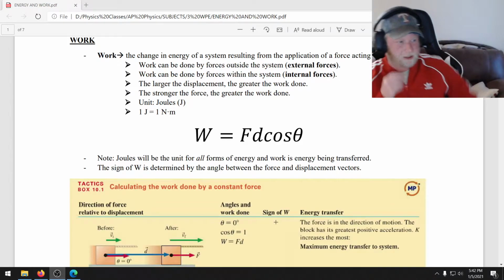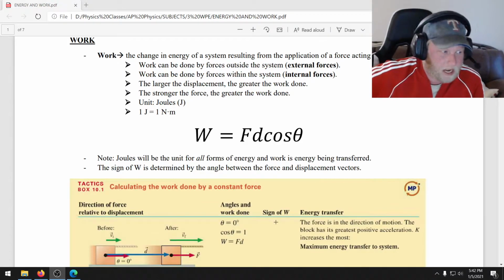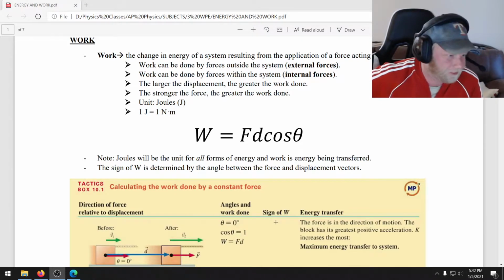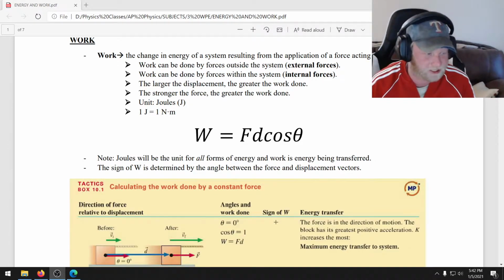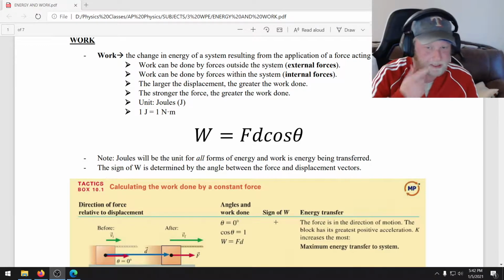All right, let's talk about work and power. Now, work we can define as a change in energy of a system as a result of a force acting over some distance. We'll get back to the energy portion of that definition probably in the next lecture when we talk about energy.